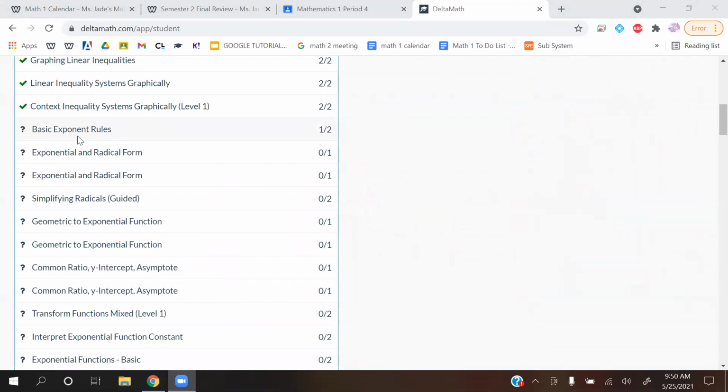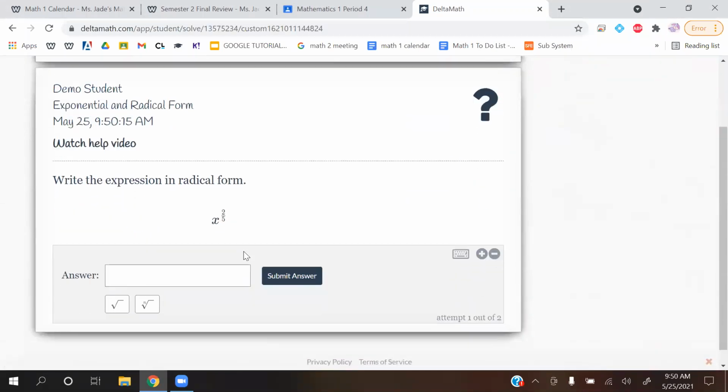Okay, so we just did basic exponent rules. Let's do exponential and radical form. So we're going to write the expression in radical form. We have x to the power of 2/5. So the base, the x, that's going to go inside your radical. Then I'm going to try to circle it. There you go.